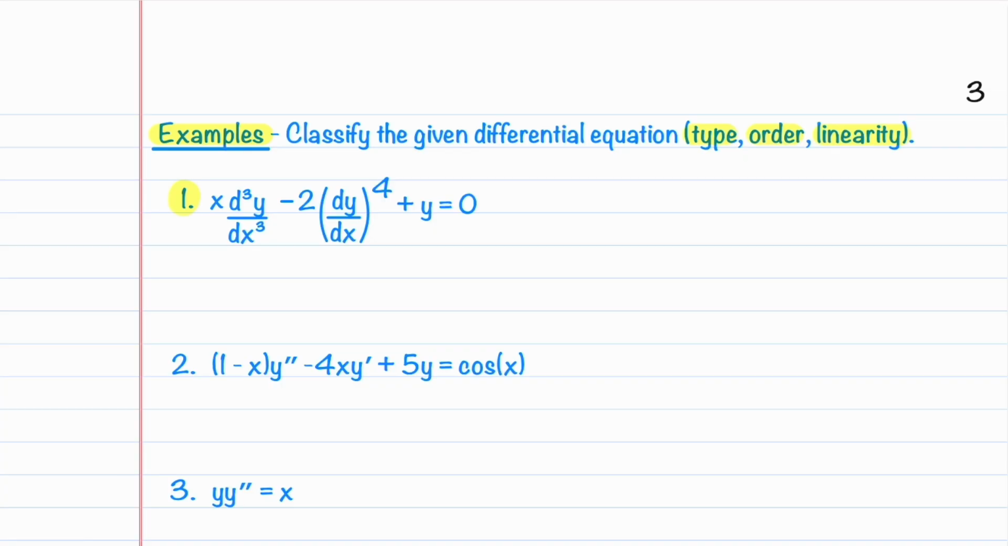Notice that in this example, we have ordinary derivatives. We have a third ordinary derivative and a first ordinary derivative. So we're going to label this as an ODE. And now let's talk about order. The highest order derivative in this example is a third order derivative. So this differential equation is a third order equation.